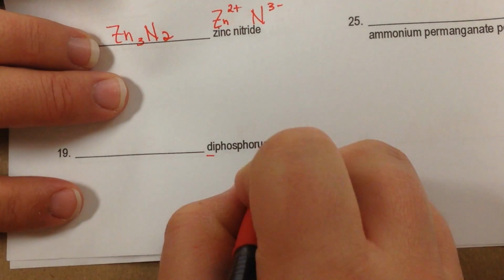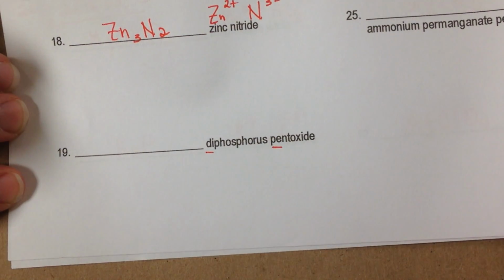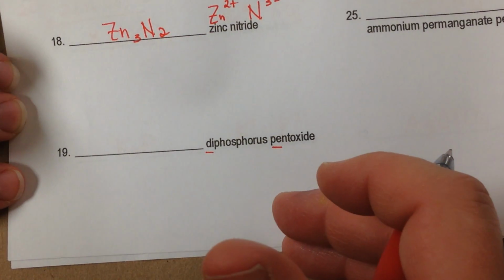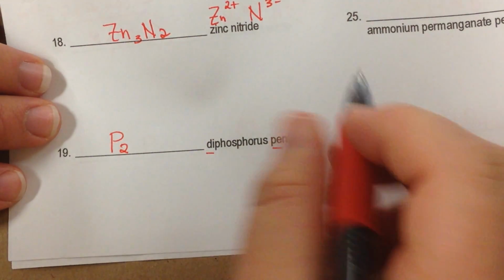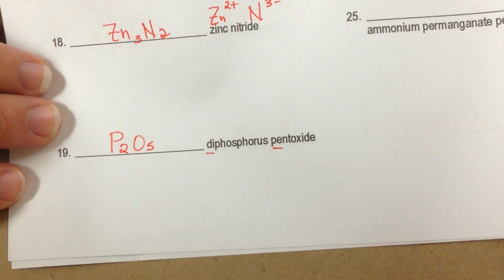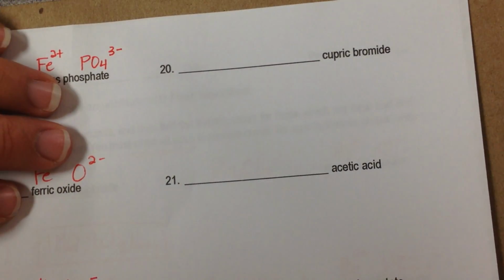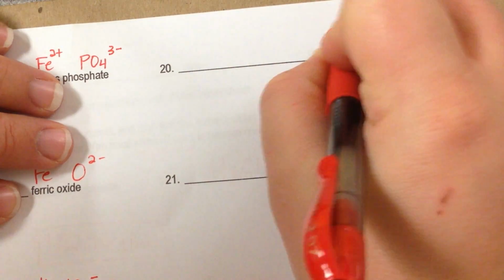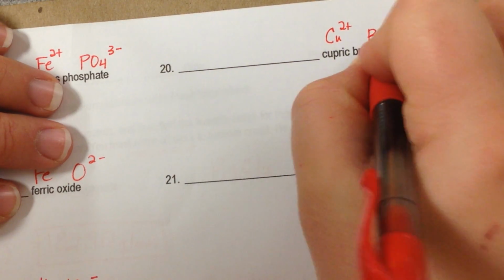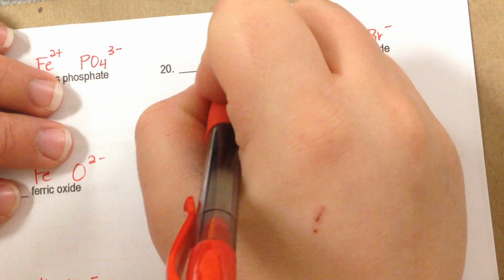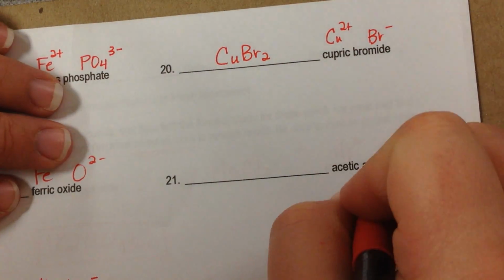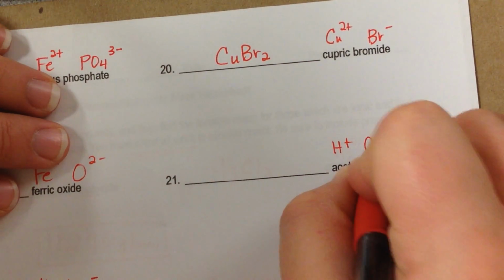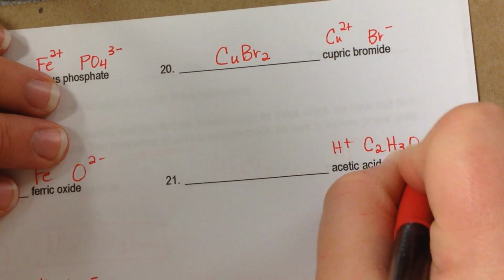Diphosphorus pentoxide. Both of these have prefixes. Both of those are covalently bonded together because they're 2 nonmetals. So diphosphorus, P2. Pent is 5, O5. Last stretch, number 20, cupric, Cu2+, it's the higher charge. Bromide, we get from the periodic table. CuBr2.